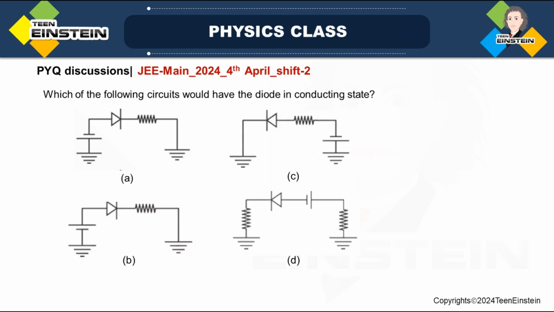Okay, so this is from semiconductor diode. Okay, so which of the following circuits would have the diode in conducting state? Conducting state, we know diode.